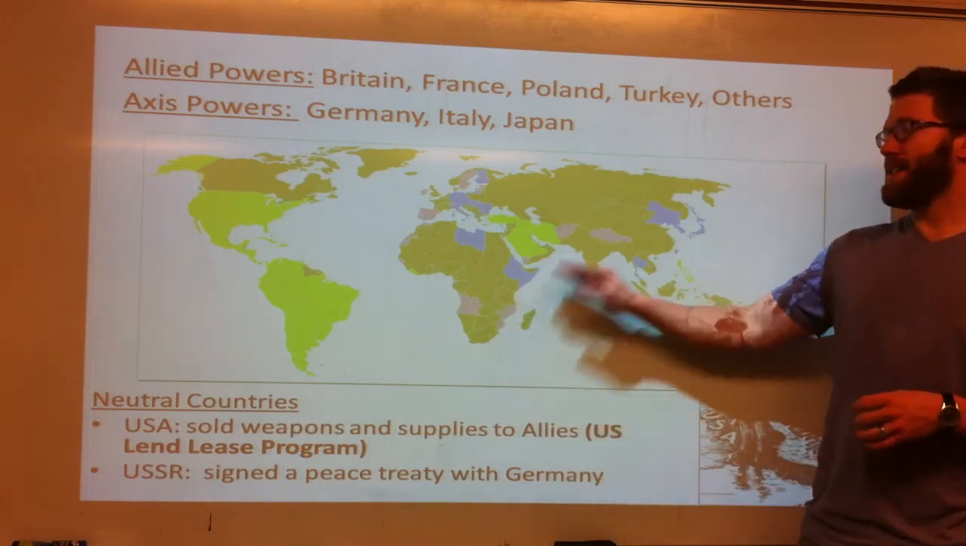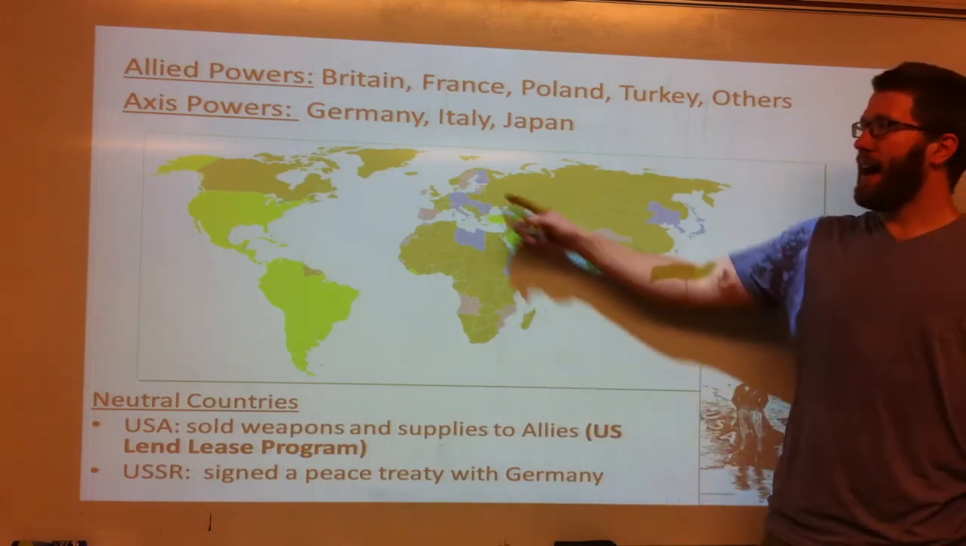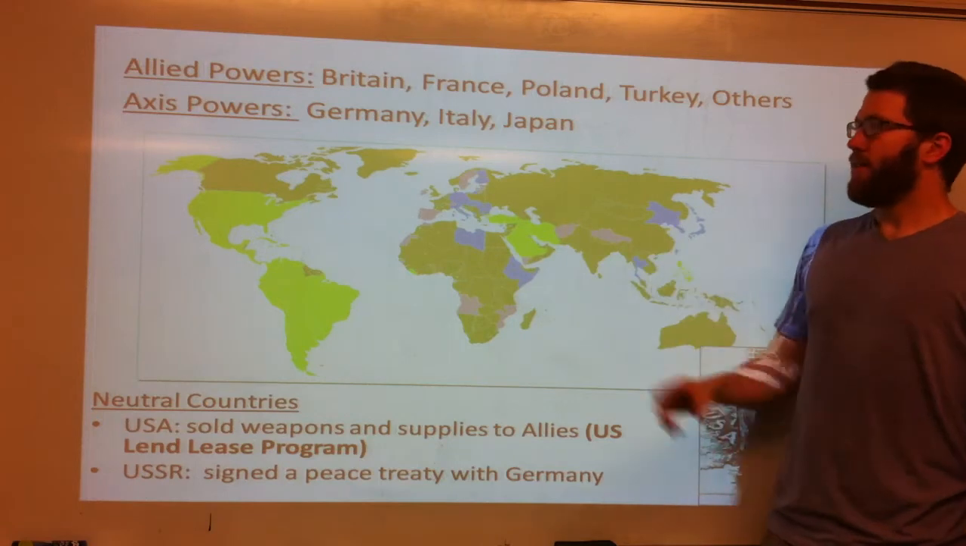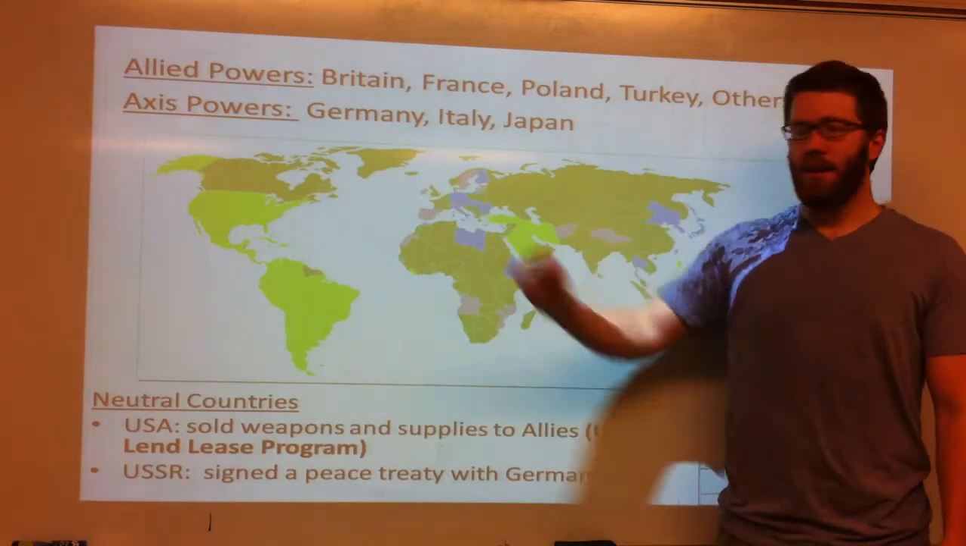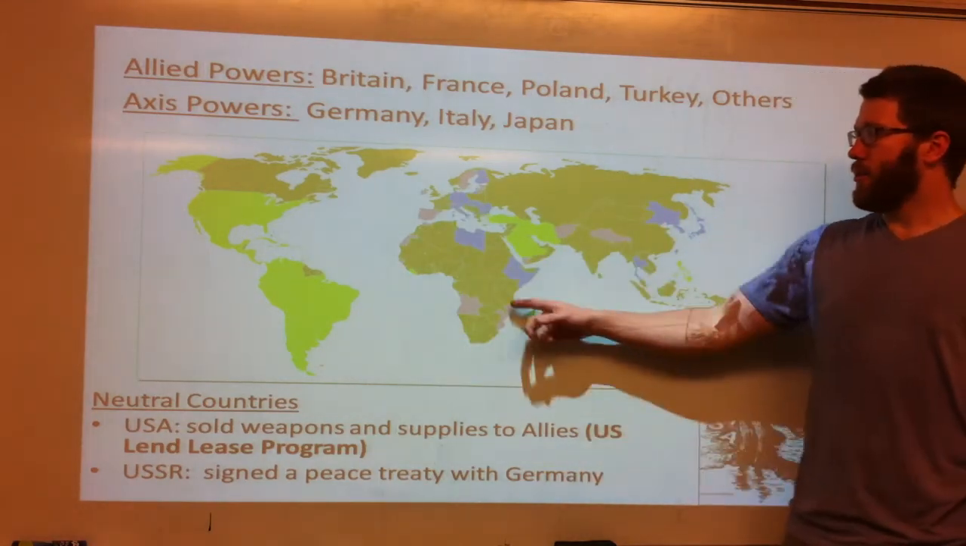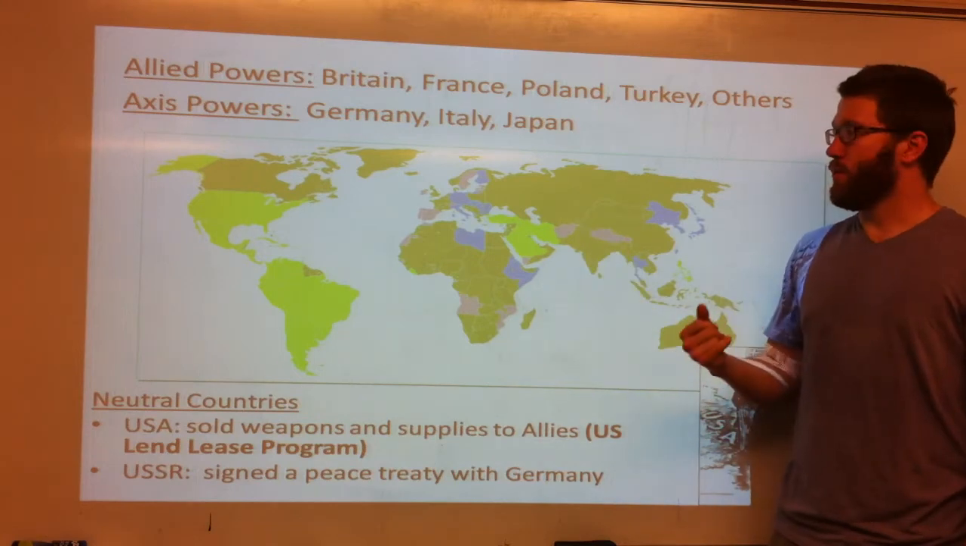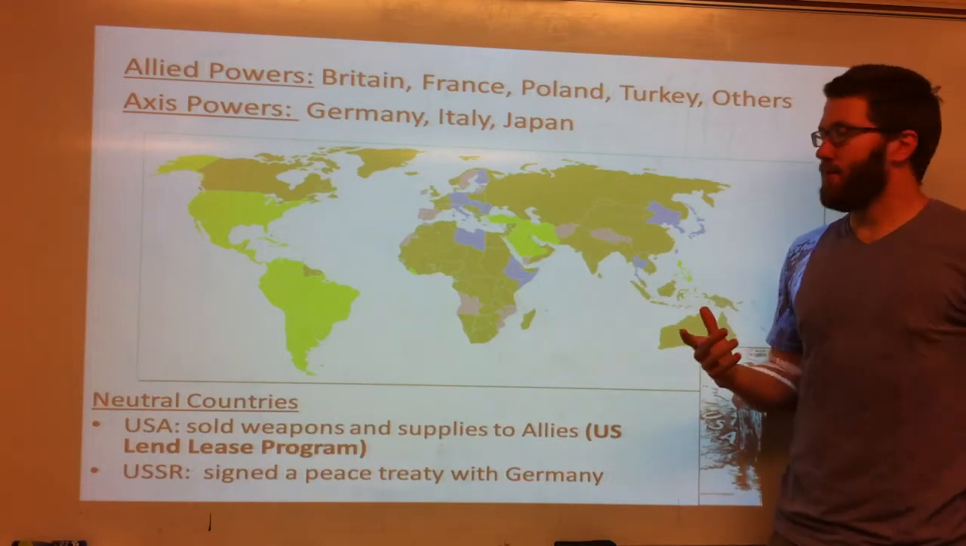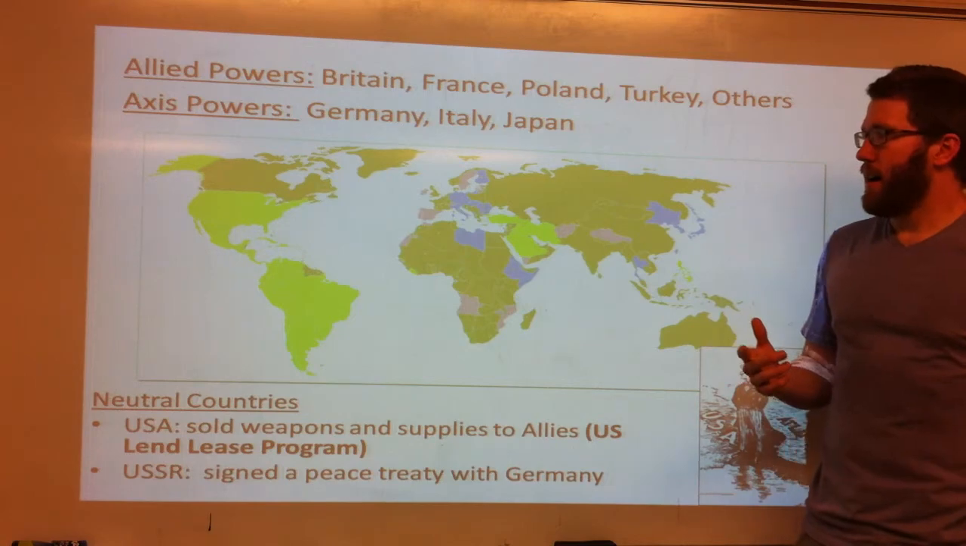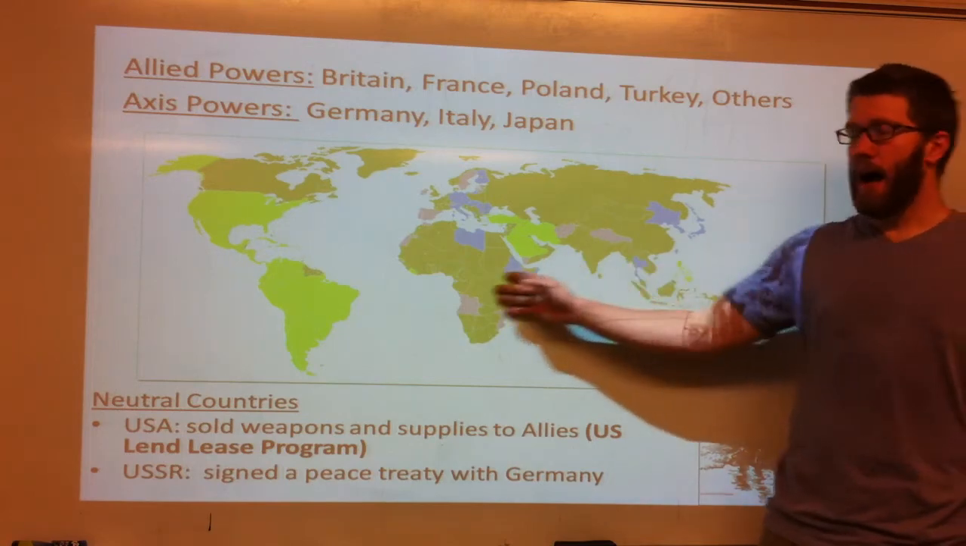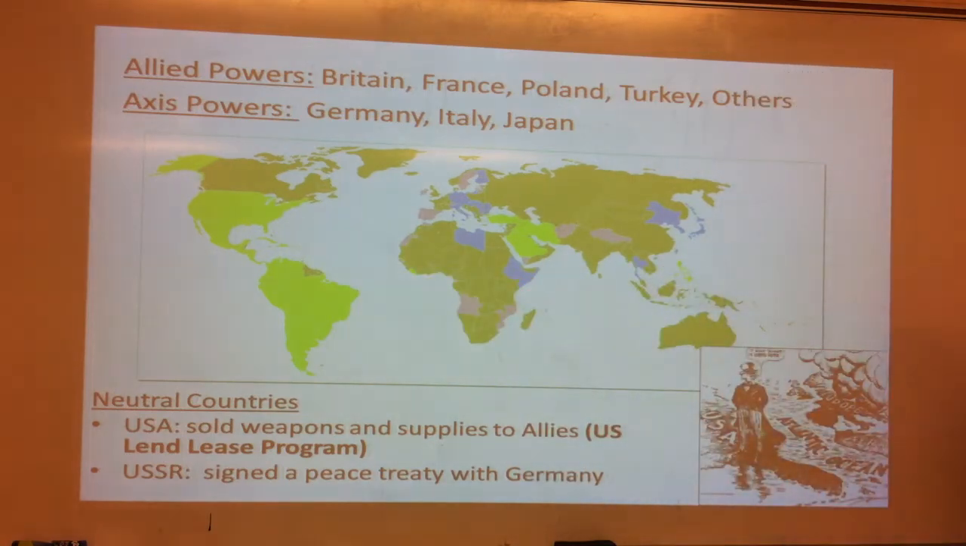And so you have the Axis and Allies looking like this. The Axis powers are in blue, the Allies are in green, and the ones that are in gray are neutral. But you see that it's kind of stacked up against the Axis powers. And you can also see that the colonies are very much part of this war.